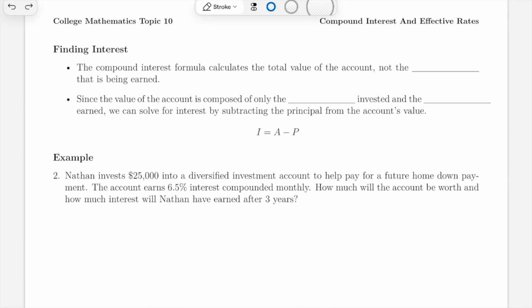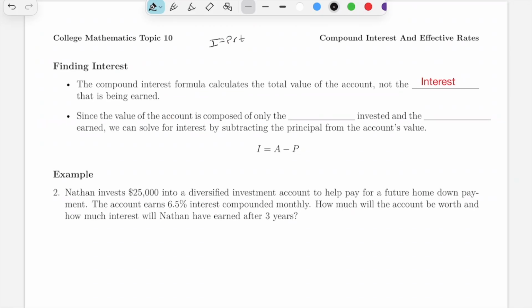Let's talk more about finding interest. The compound interest formula that we just looked at calculates the total amount in the account, not just the interest that is being accrued. That's not like the other formula that we did. Our simple interest formula was I equals PRT. Notice that when we put values in for the principal, the rate, and the time, we get the interest. But that last formula we did gives you the final amount in the account, A. Well, in general, your final amount is just going to be the principal plus the interest.